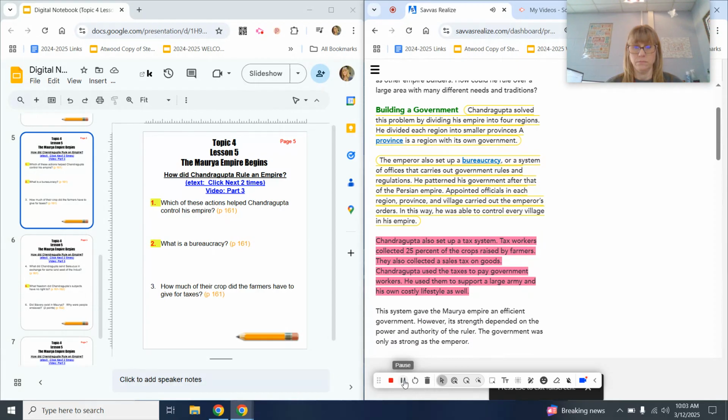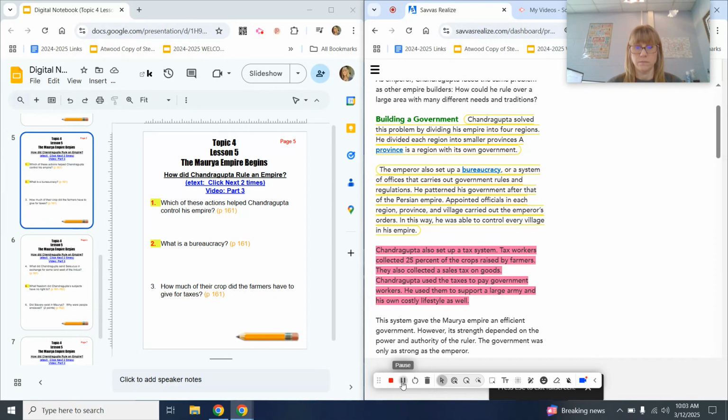This system gave the Maurya Empire an efficient government. However, its strength depended on the power and authority of the ruler. The government was only as strong as the emperor.